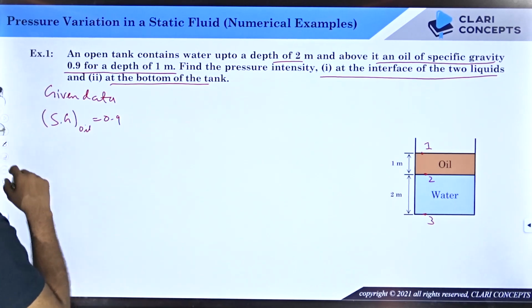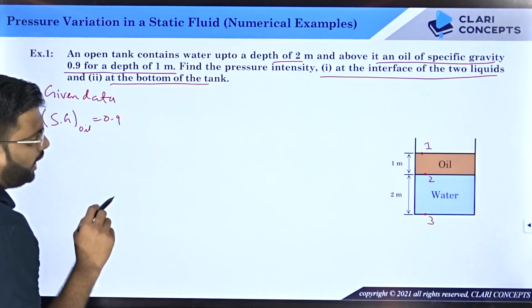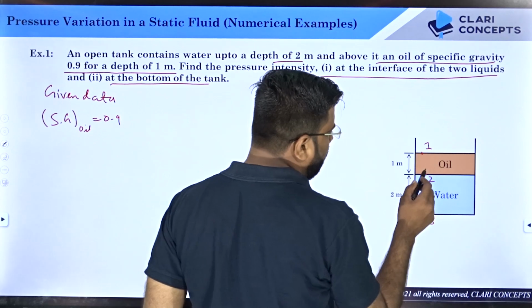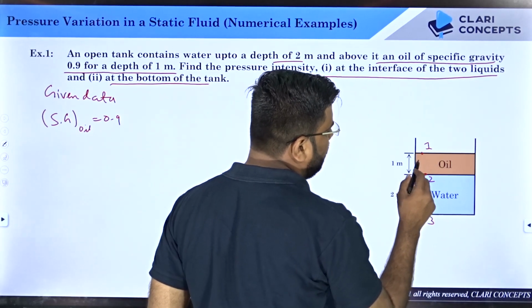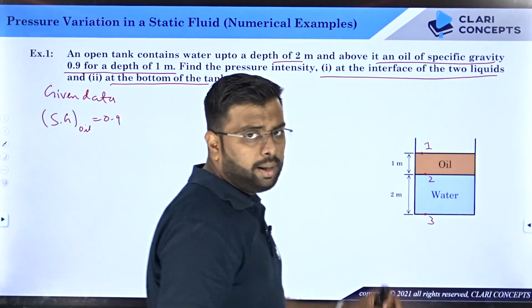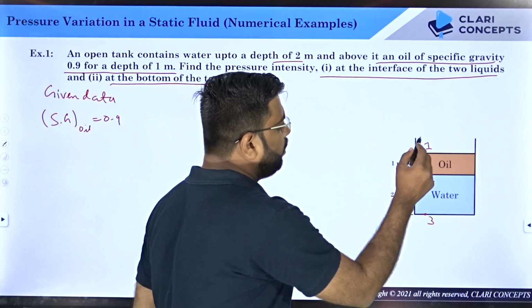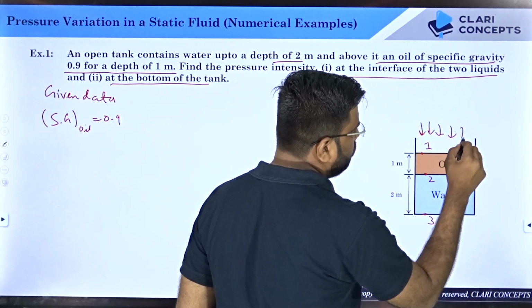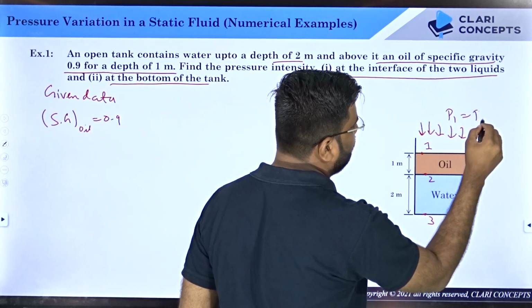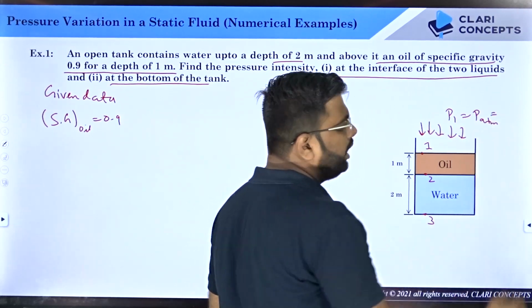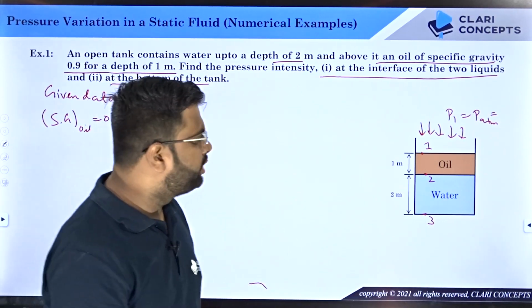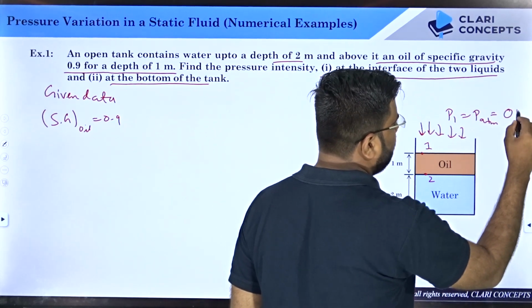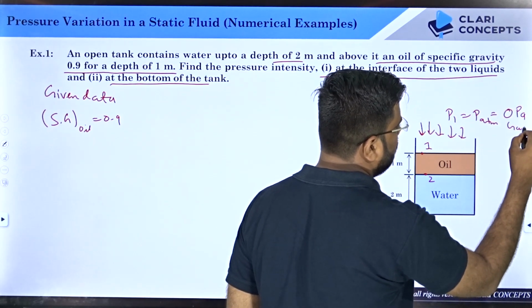Alright, so what will I do? Firstly, I know that if I want to measure a pressure at point number 2, I must have a pressure at a point just above it, right? So if you talk about point number 1, this is open, so it is exposed to atmospheric pressure. So I can say P1 is equal to P atmospheric, and if you take the gauge value of this pressure, it is 0 Pascal. The atmospheric pressure is 0 Pascal gauge.